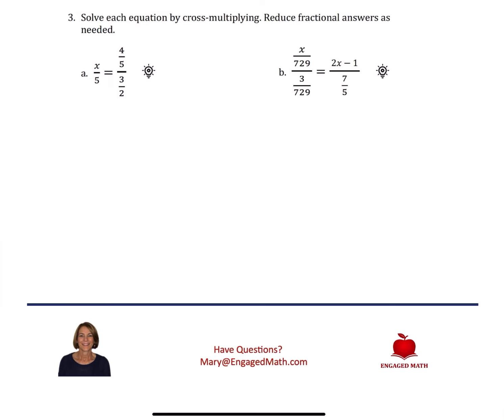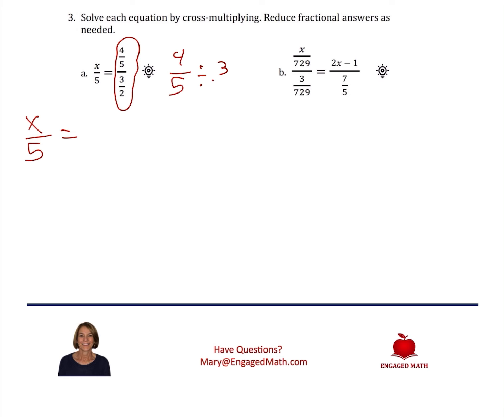So the first thing we're going to do is look at this first problem and try to simplify the right-hand side of it. So the right-hand side, I'm going to put the x over 5 to the left first. And then on the right-hand side, I'm going to simplify the 4/5 divided by 3 over 2. Because what that really means is 4/5 times 2 over 3.